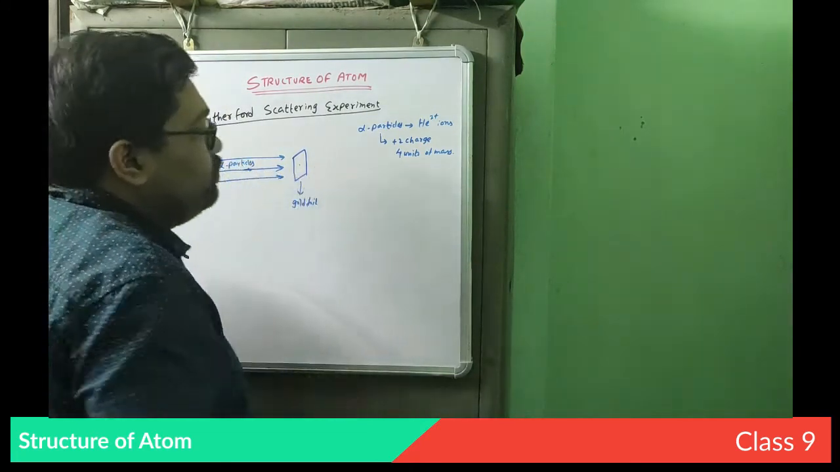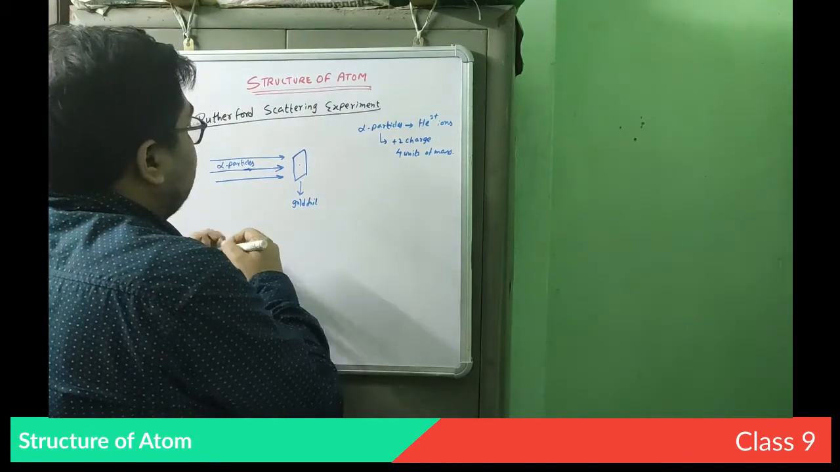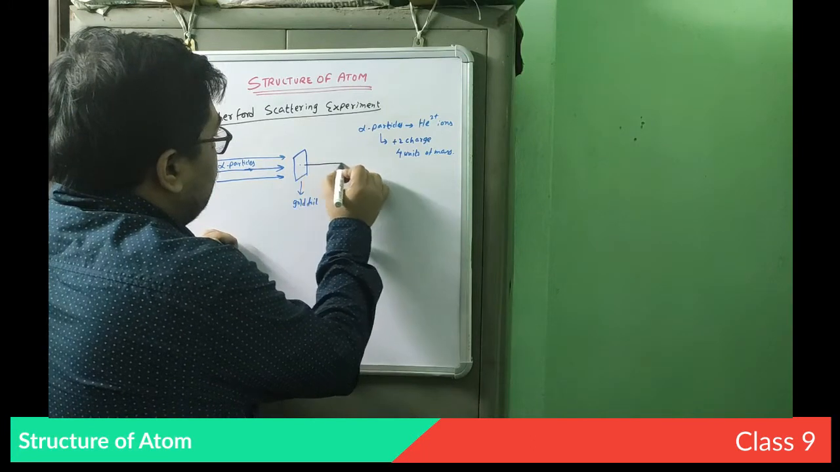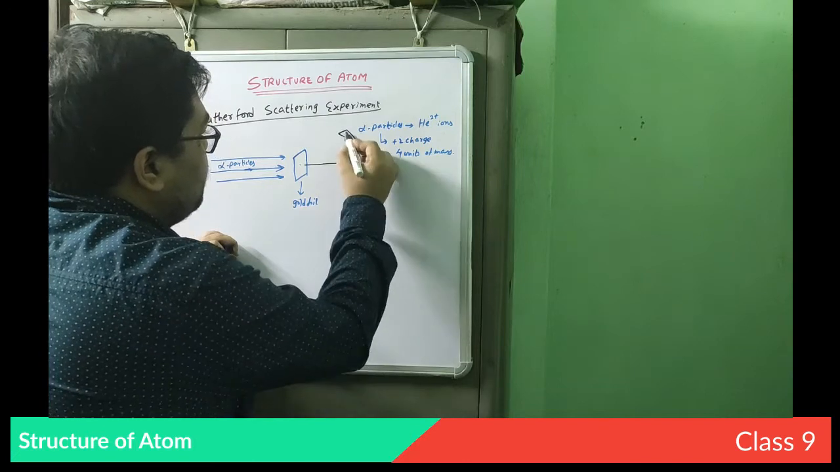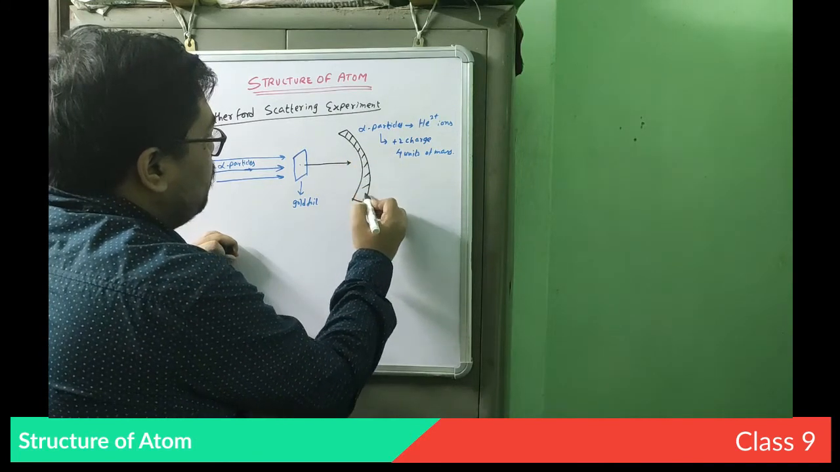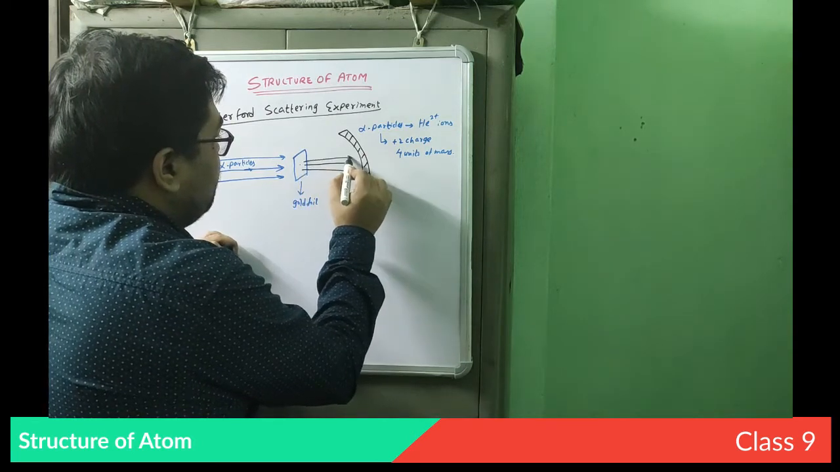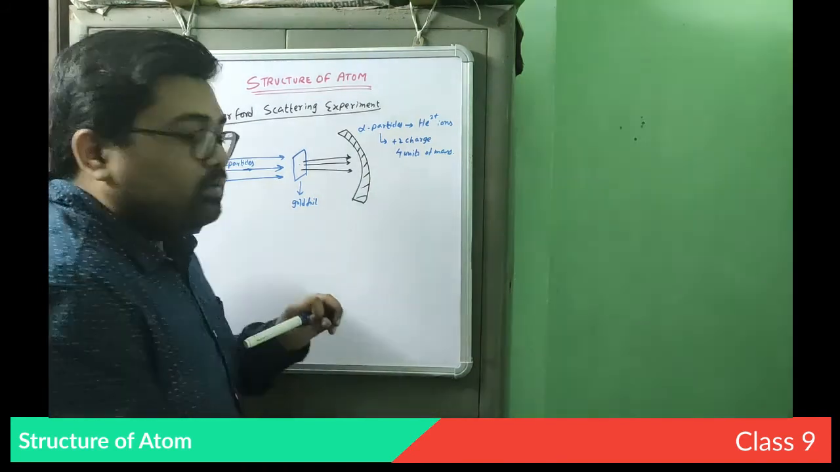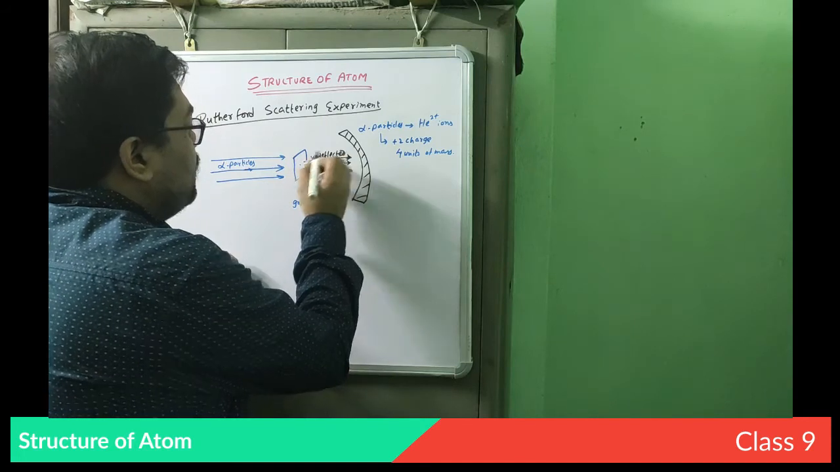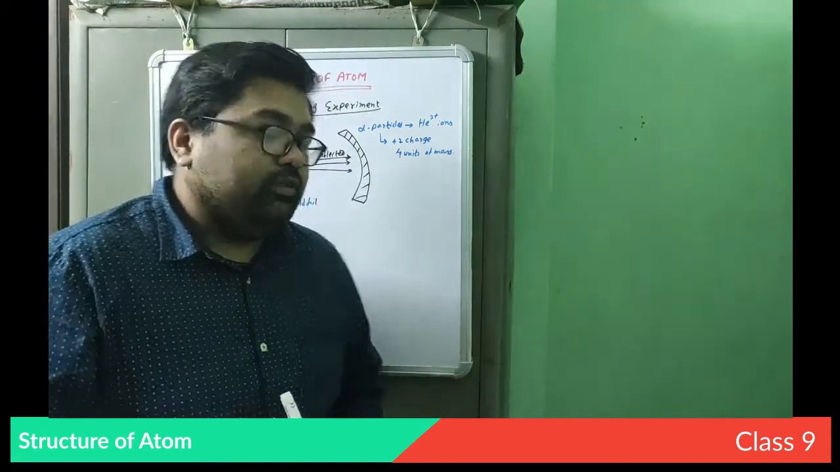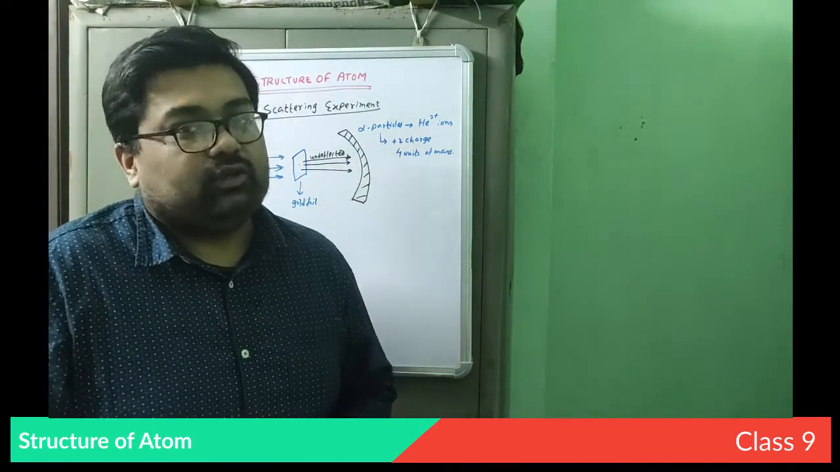After passing through this gold foil, what he observed was that there were some particles which were striking a screen. Here is a screen, a fluorescent sort of screen, and these particles were hitting the screen without any deflection. That means these are undeflected alpha particles. They are hitting the screen without any sort of deflection.